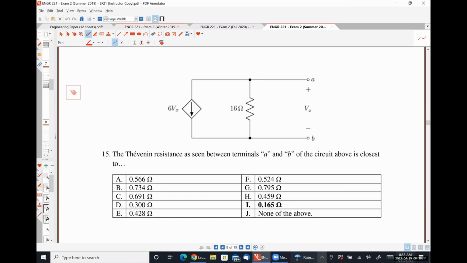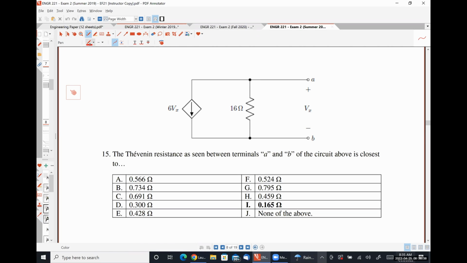Alrighty, so this is a Thevenin and Norton equivalent circuit problem. We're asked to find the Thevenin resistance seen between terminals A and B. And this circuit contains only a dependent source, right? There are no independent sources, which means the only way in which we can analyze this circuit is to apply the test source method, okay?